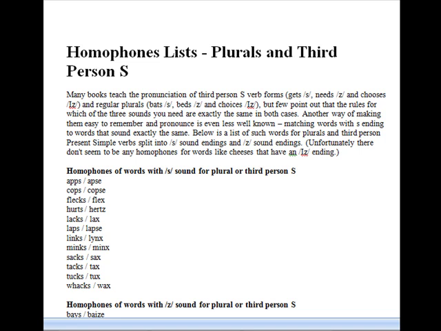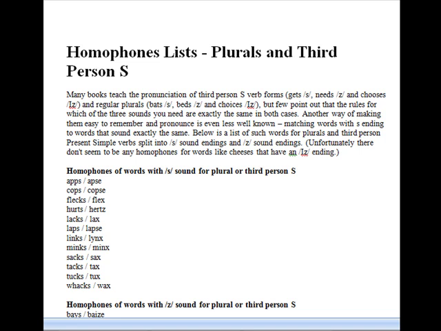This is a lesson on homophones. Homophones are words that are spelt different but sound the same. This particular list is on plurals and third person s's.